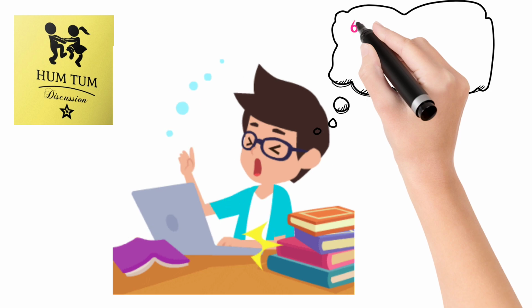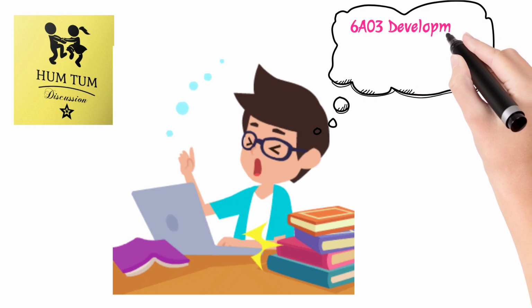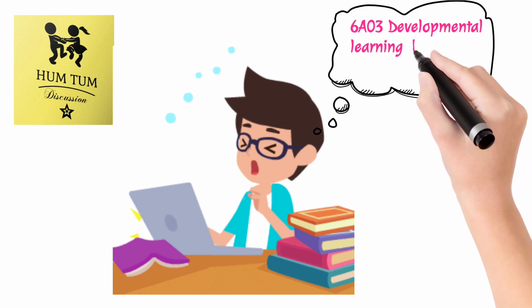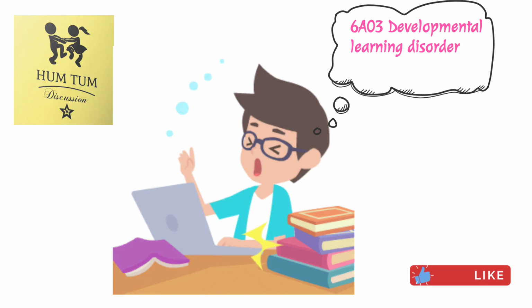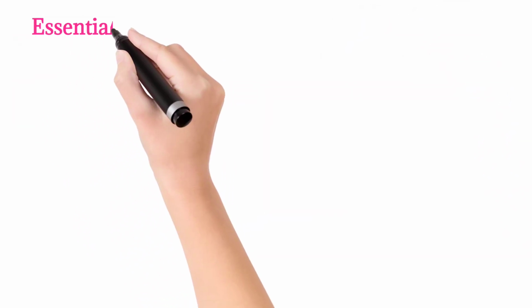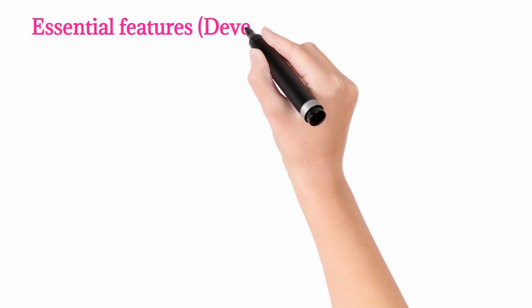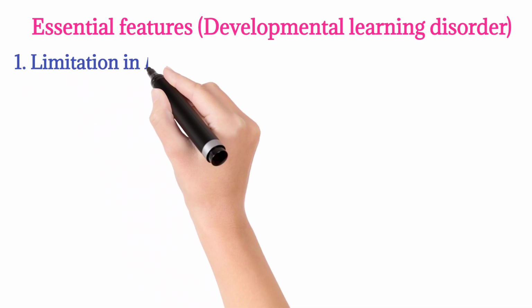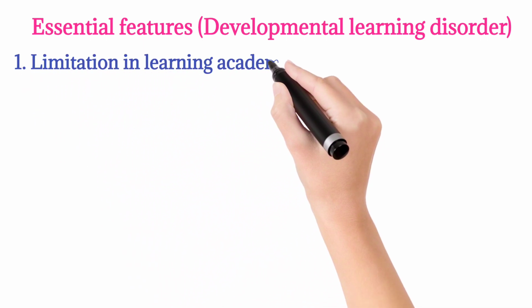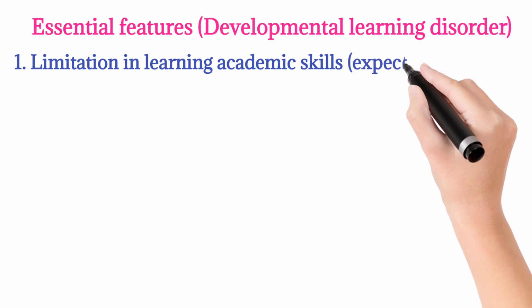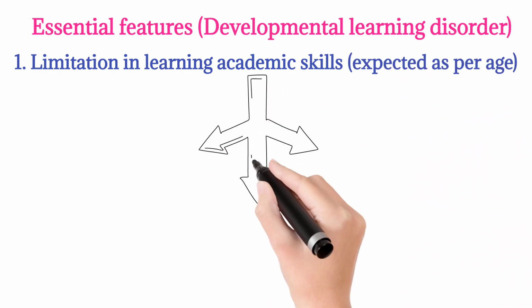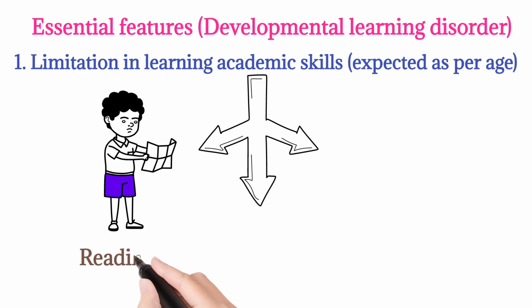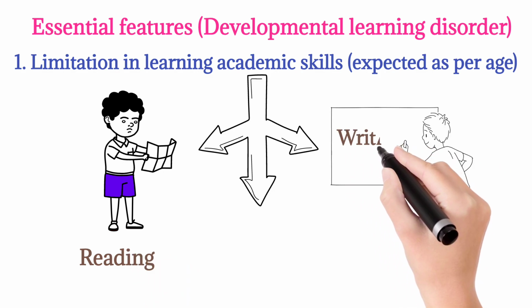So today our topic of discussion is developmental learning disorder, coded as 6A03 by the ICD-11. Some of the essential features required for the diagnosis of developmental learning disorder involve, first, the presence of significant limitation in learning academic skills that would be expected based on age, and the limitation would be in reading, writing or arithmetic.